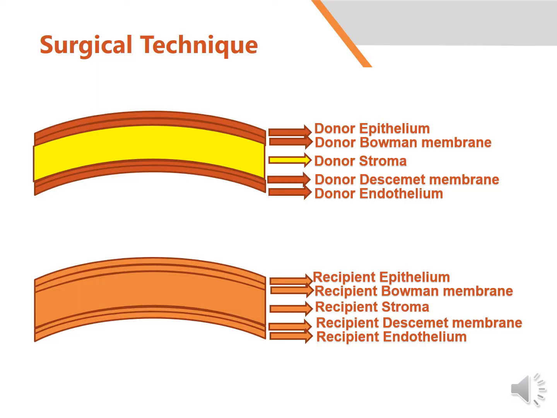Now, the surgical technique. Here, this is a donor cornea in which the stroma is represented in yellow, while this is a recipient cornea in which all the layers are represented in light brown. Now, the top layer is corneal epithelium, then the Bowman's membrane, stroma, Descemet membrane, and endothelium, and same is for the recipient cornea. Let's go to the next slide.